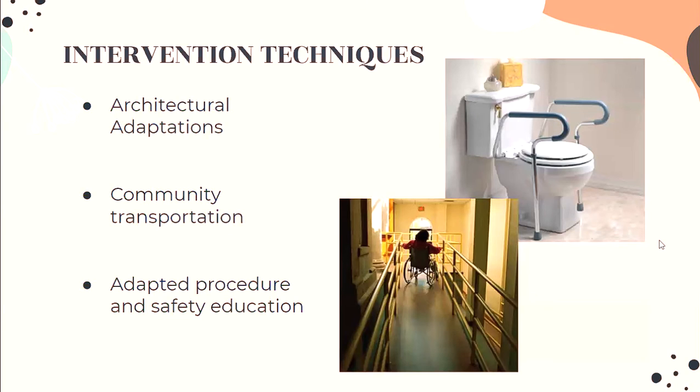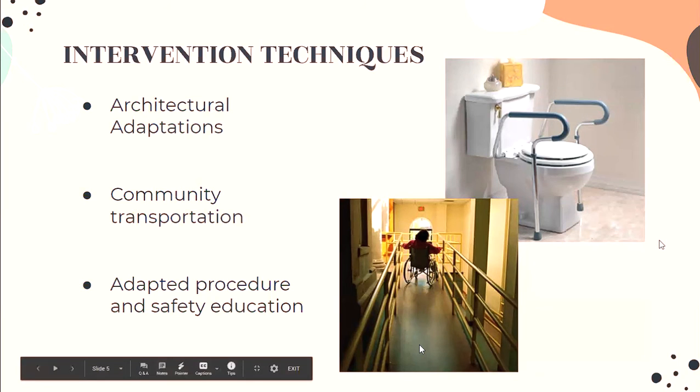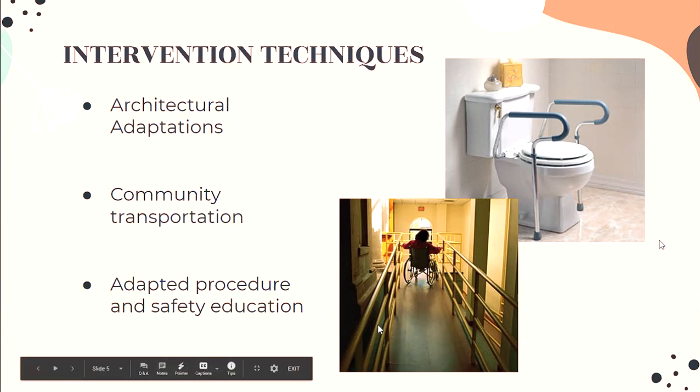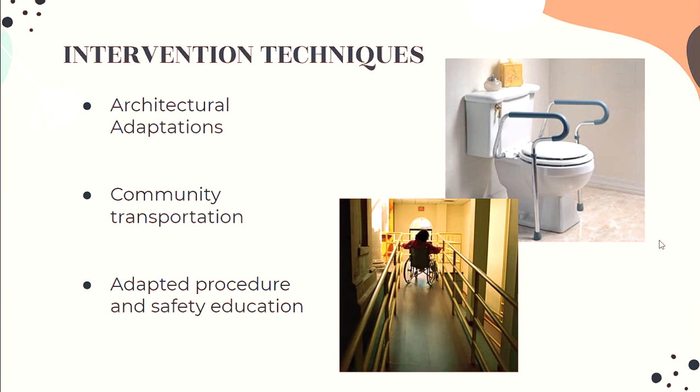Okay, so architectural adaptations. This may also be related to environmental modifications wherein we make infrastructures or rooms accessible to children with muscular dystrophy. So this may include putting up ramps for where wheelchairs could pass, or ensuring that floors in bathrooms or in play areas are slip-proof so that children won't be prone to accidents.